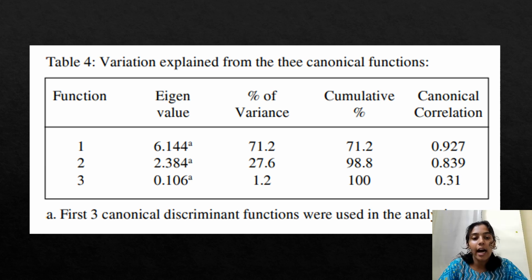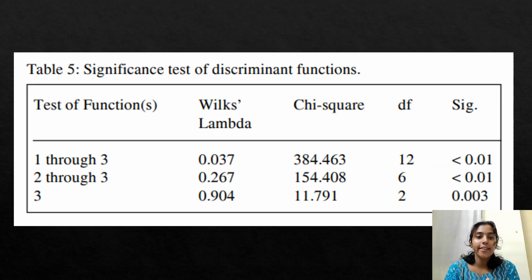Here the correlation is high in the first function, and so on. The first three canonical discriminant functions were used in the analysis. Here is another table which shows the significance test of discriminant functions. There are three discriminant functions. Its significance test is shown here.